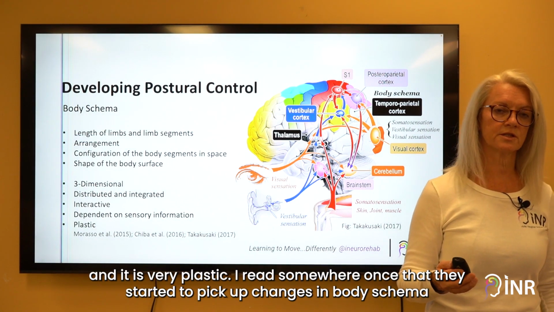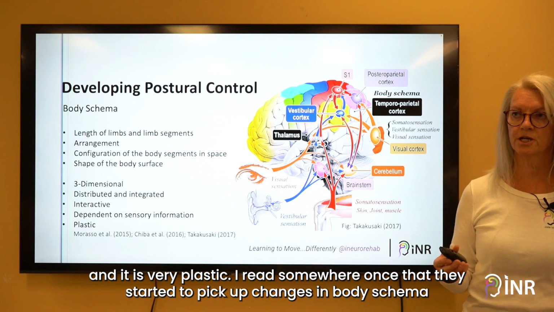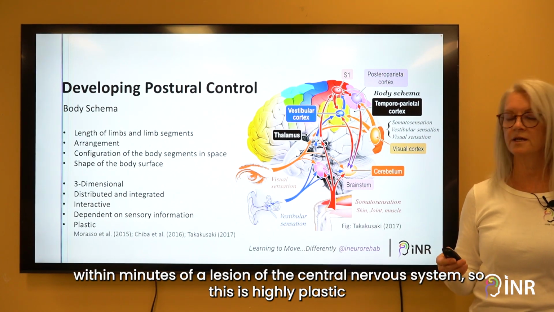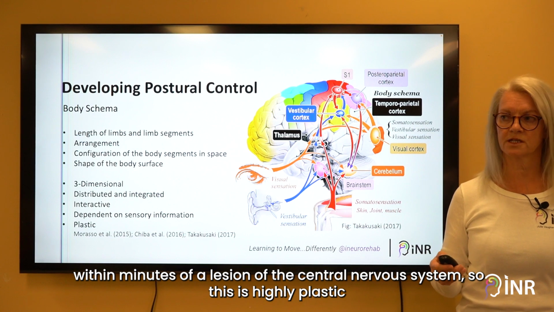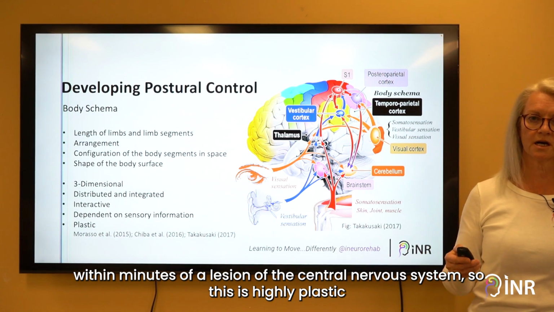I read somewhere once that they started to pick up changes in body schema within minutes of a lesion of the central nervous system. So this is highly plastic.